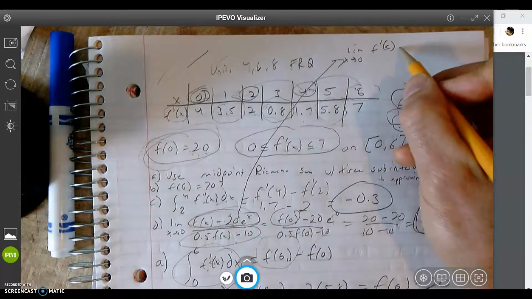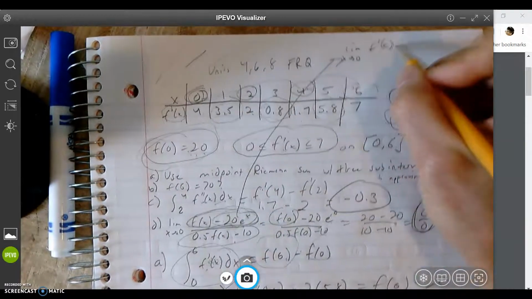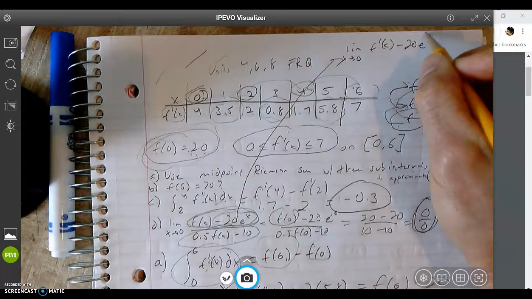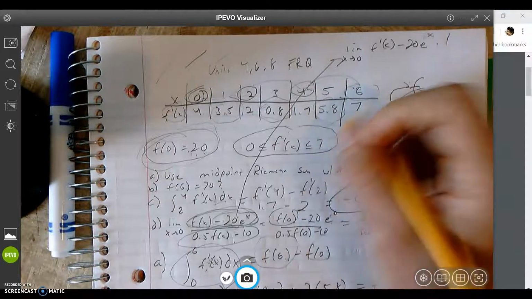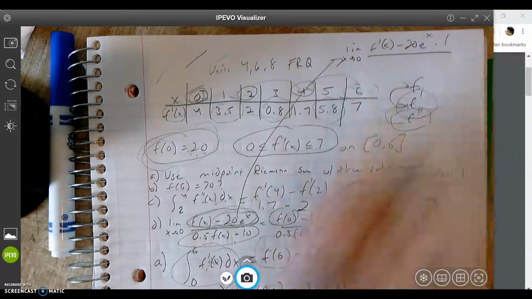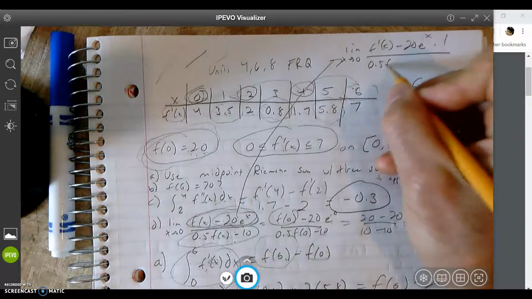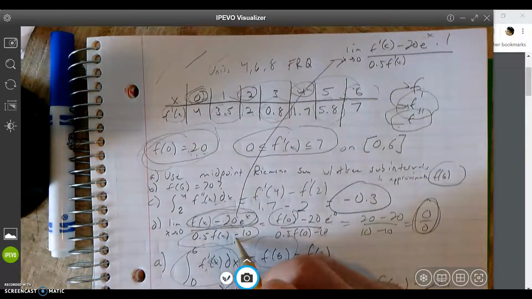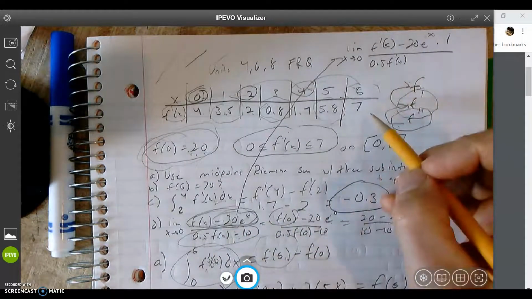We write this whole thing down first, right? Minus 20 e to the x. Then we multiply by the derivative of the exponent, which is 1, which really does nothing to it, right? Over the derivative of the denominator, 0.5 f prime of x minus 10, the derivative of 10 is 0. So I'm going to leave that the way it is.